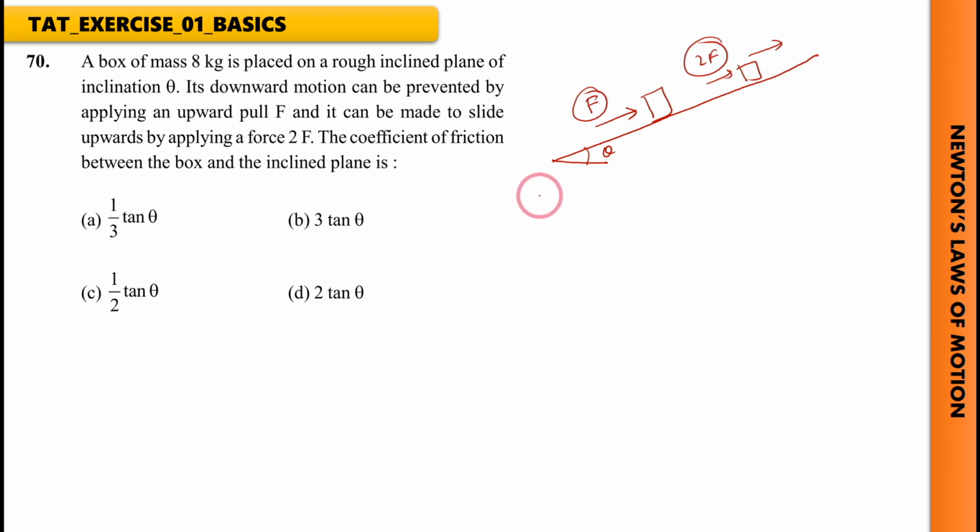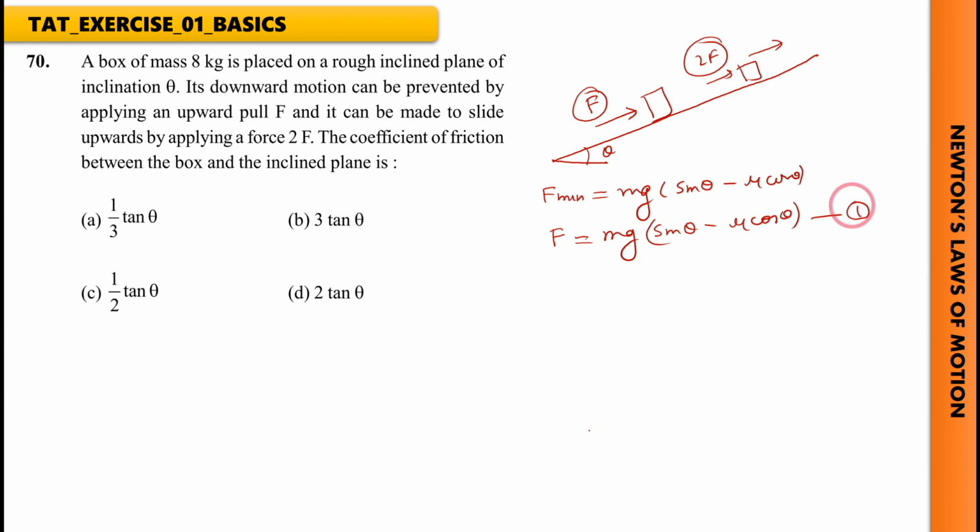As I have already discussed in the class, F minimum here is mg sin theta minus mu cos theta, okay? And if we put plus instead of minus, it becomes the maximum. So simply according to the question, F equals mg sin theta minus mu cos theta. This would be your first equation, just to prevent the block from slipping down. For maximum we have to use the plus sign, so maximum force is 2F equals mg sin theta plus mu cos theta.